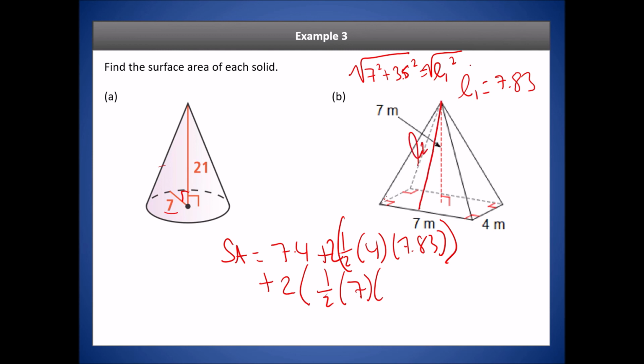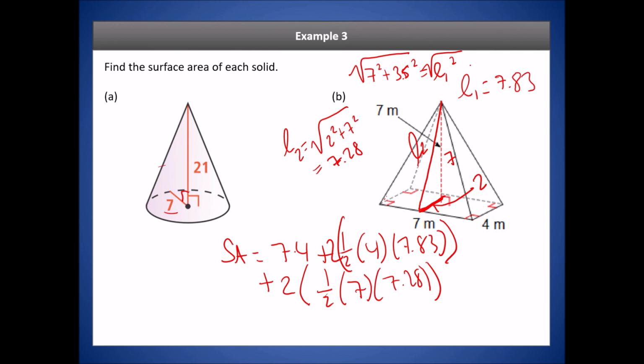We'll call this L2. So again, we're going to construct a right triangle like we did earlier. This side is half of 4. So it's going to be 2. And so we got 2 and then 7, so we can take the square root of 2 squared plus 7 squared. So L2 is the square root of 2 squared plus 7 squared. And so we got the square root of 4 plus 49, which is 7.28. So we can plug that in for the height here, and we get our final surface area.